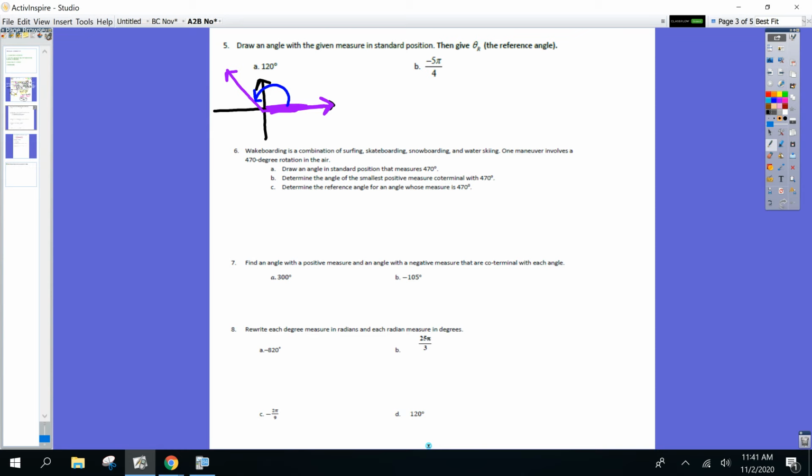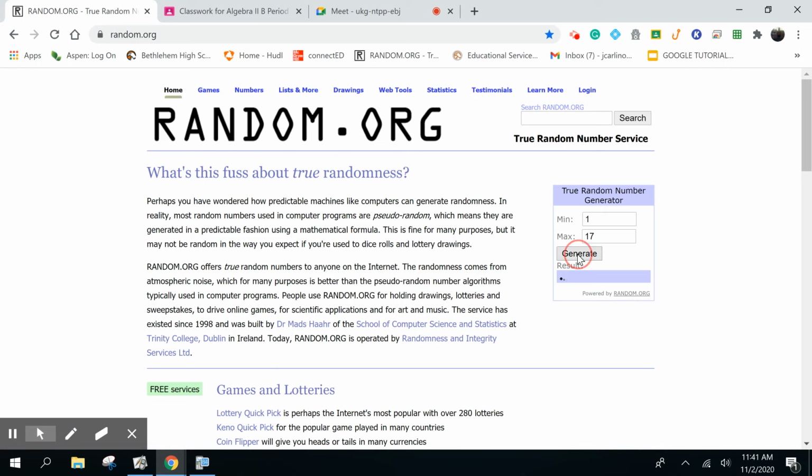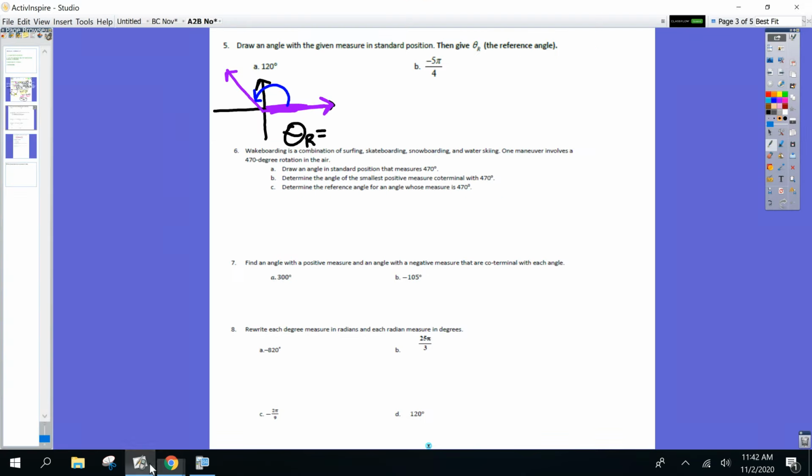Give me the reference angle. It's got to be positive and it's got to be less than 90. And you should only be using 360 and 180 to calculate any reference angle. So what's my reference angle for 120 now? Here we go. Hunter, thoughts?